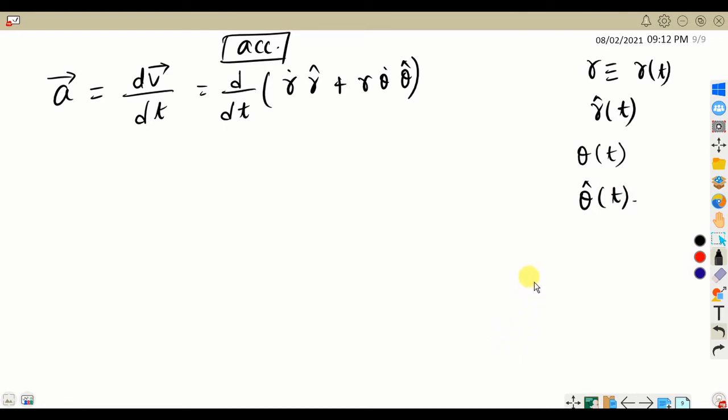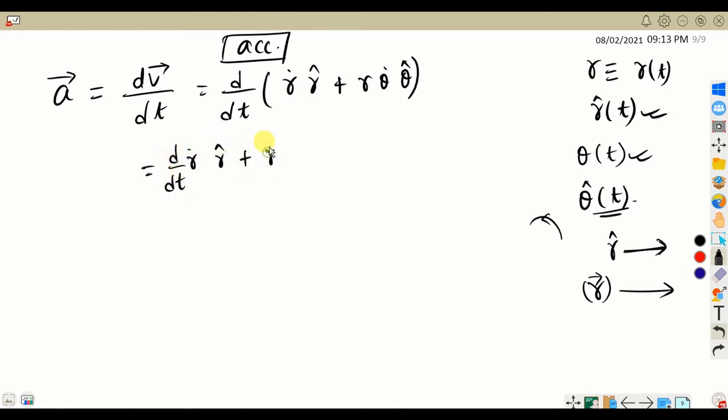Got it? So you cannot just write that r dot is a function of time, but r hat is not. No, my dear, because r hat is also changing, since it is the direction in which your r vector is increasing. Therefore r hat is also a function of time. Theta is also increasing in the anti-clockwise direction, therefore theta hat is also a function of time. So first of all we follow the chain rule: d by dt of r dot r hat plus r dot dr hat over dt.